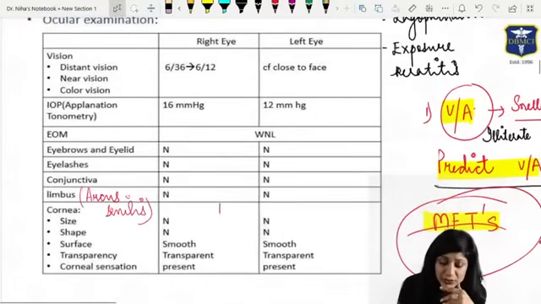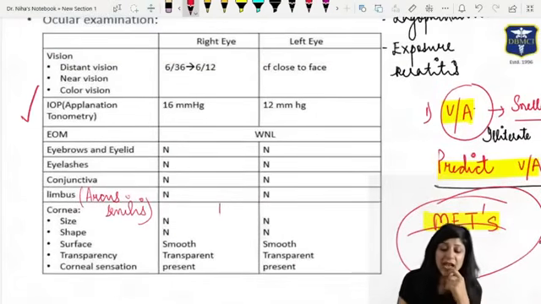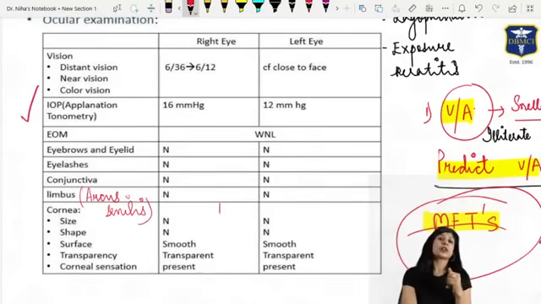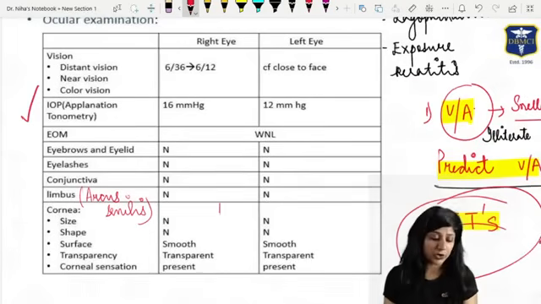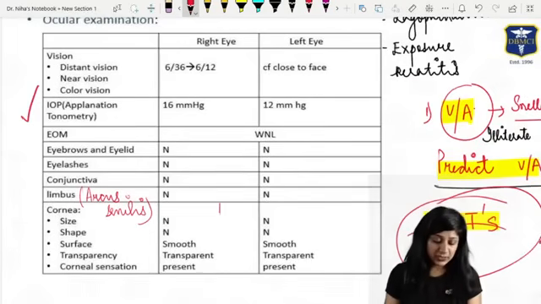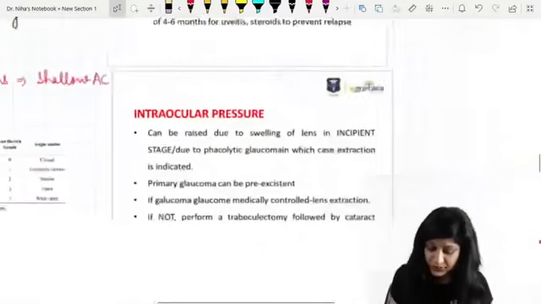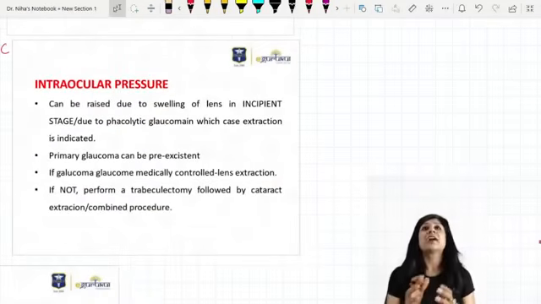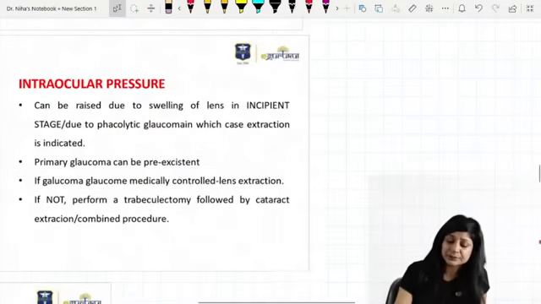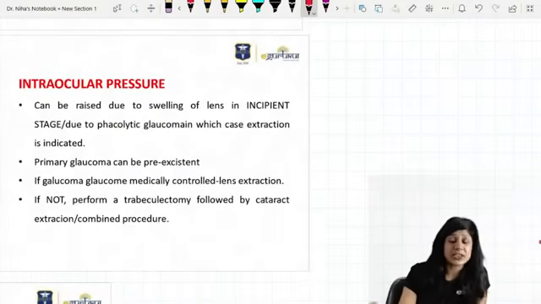After the macular function test, we are coming to the IOP. Now intraocular pressure. Who will tell me the normal range of intraocular pressure? Anyone, guys? If you look at the intraocular pressure, see what happens when you are having a patient of cataract. We are thinking about the stages of cataract.